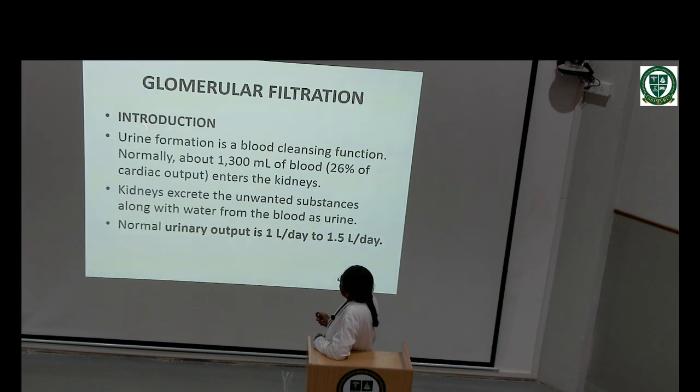Coming to glomerular filtration, urine formation is a blood cleansing function. Normally about 1300 ml of blood, that is 26% of the cardiac output, enters the kidneys. Kidneys excrete the unwanted substances along with water from the blood as urine. The normal urine output is 1 to 1.5 liters per day.